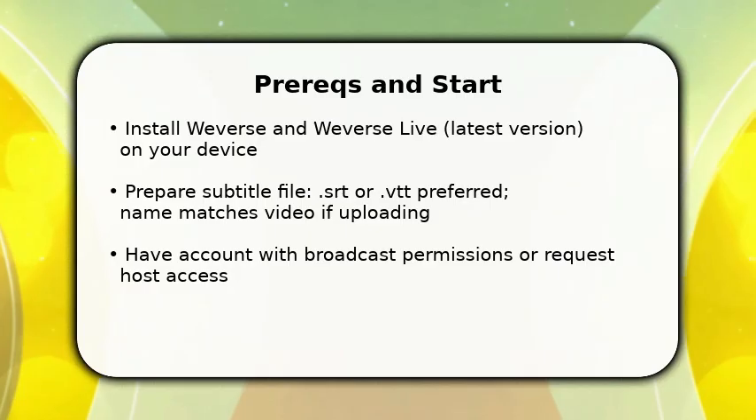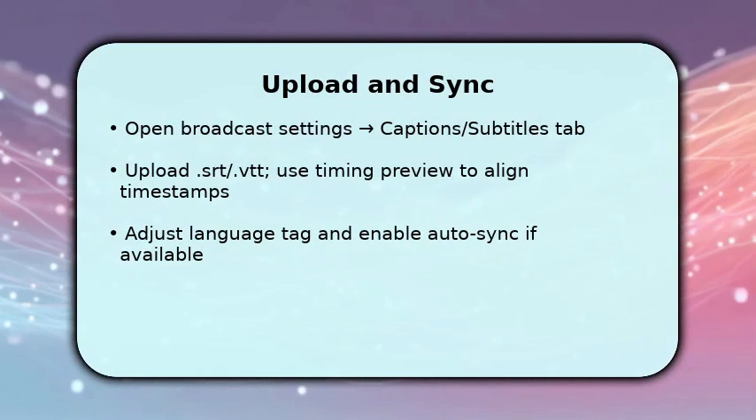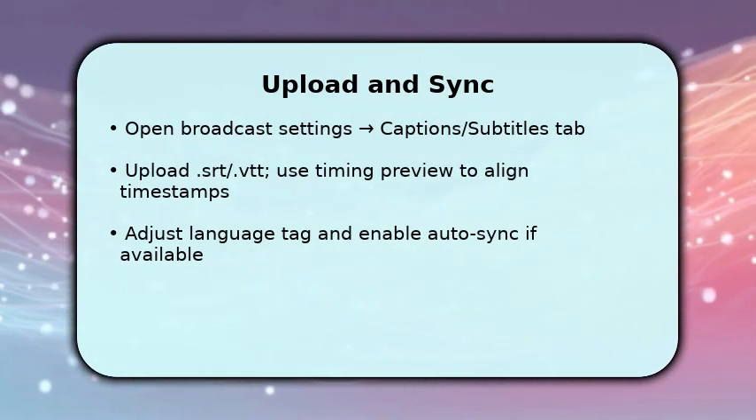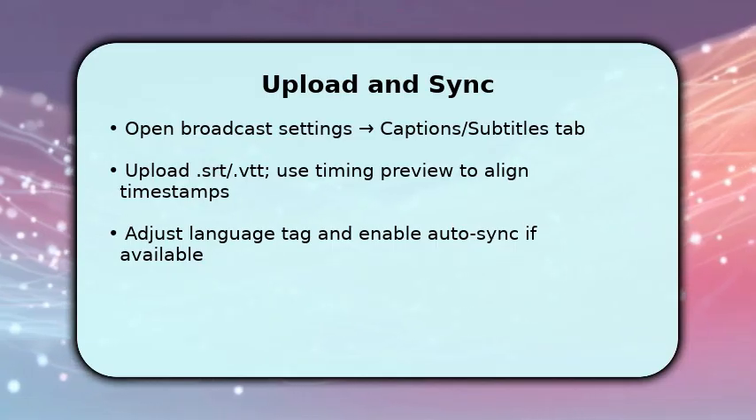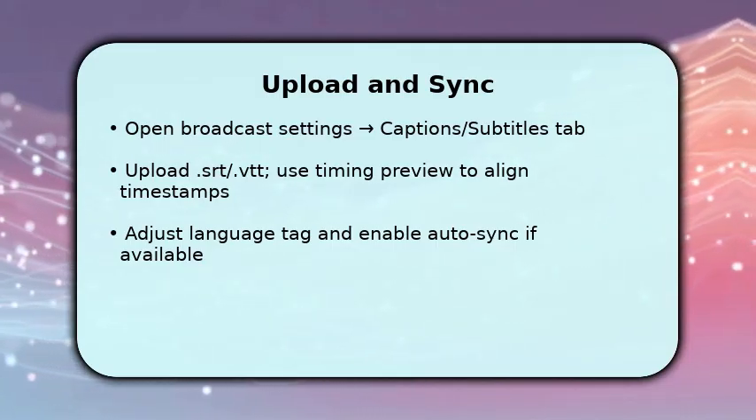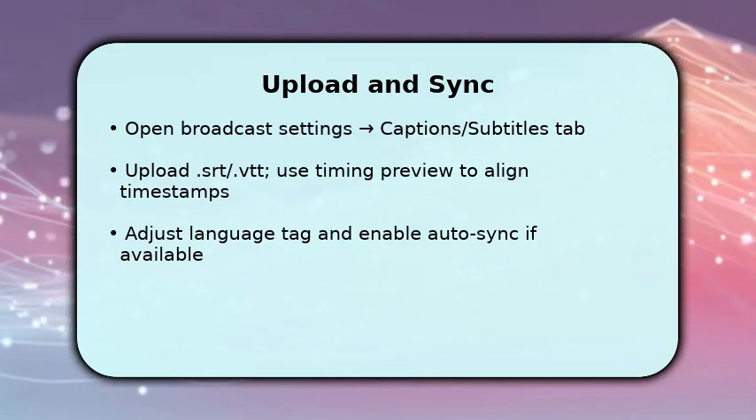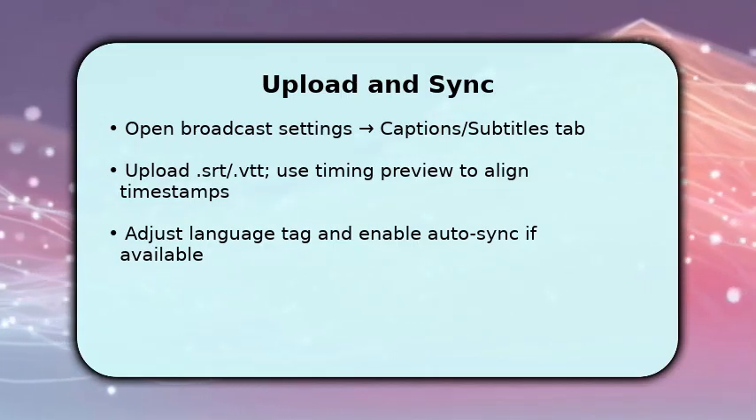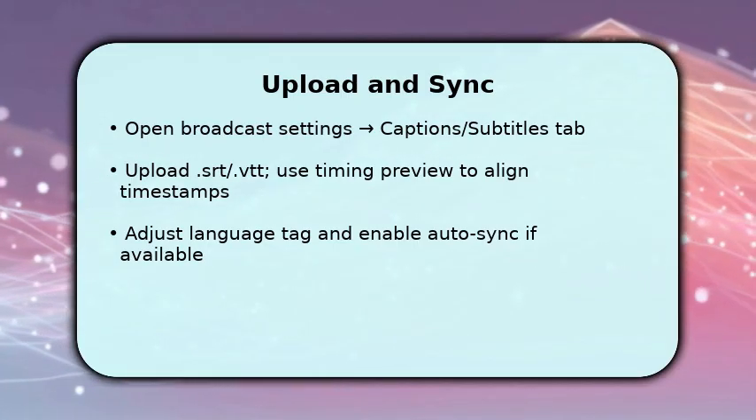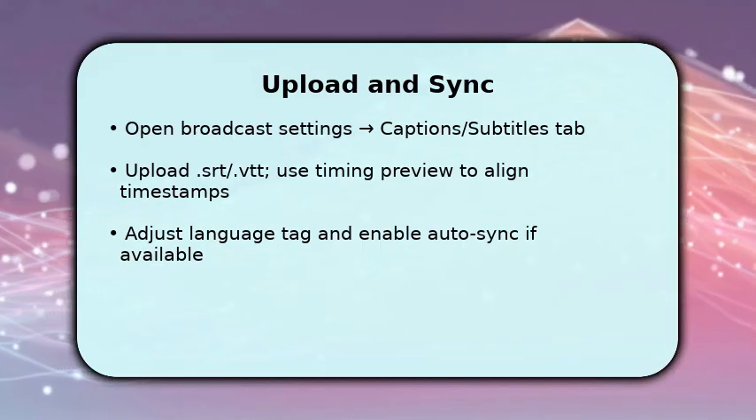Go to Broadcast Settings and open the Captions or Subtitles section. Tap Upload, select your SRT or VTT, and the interface will show a timing preview. Use that to nudge start times or shift the whole file by seconds if speech leads or lags. Once the timestamps match, pick the language label so viewers can select it.